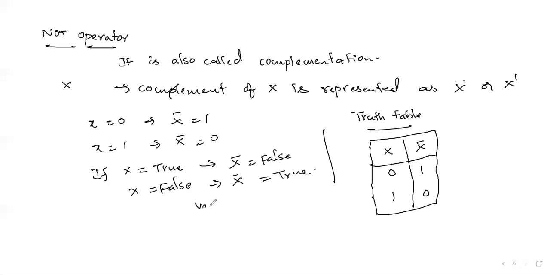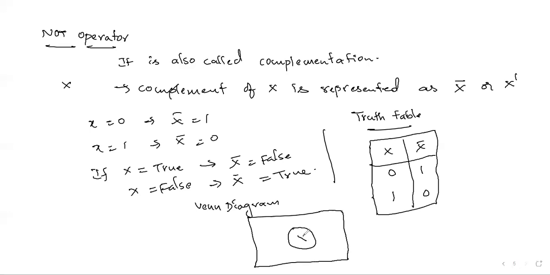Next, the Venn diagram for representing the not operator. This is x. This is x complement. Is there any doubt in the not operator?